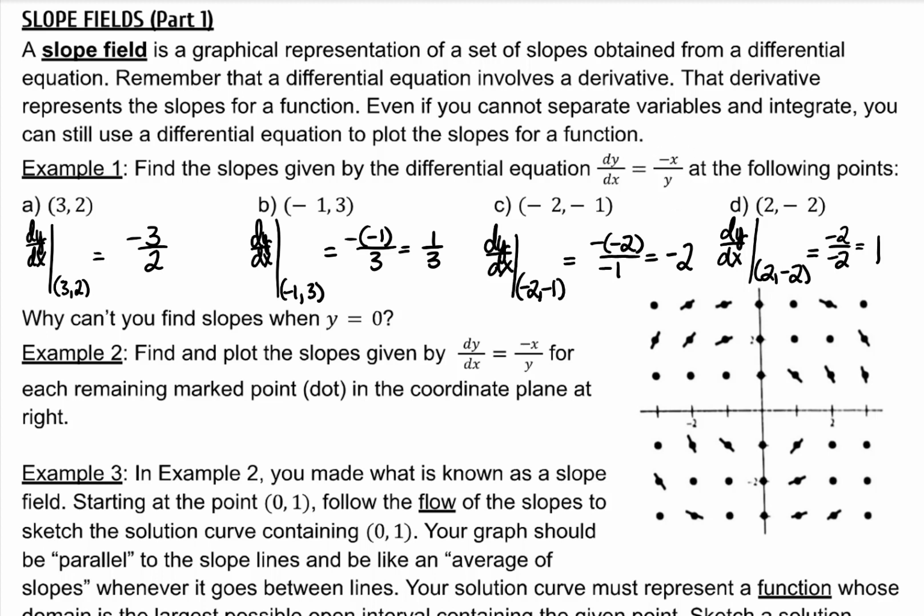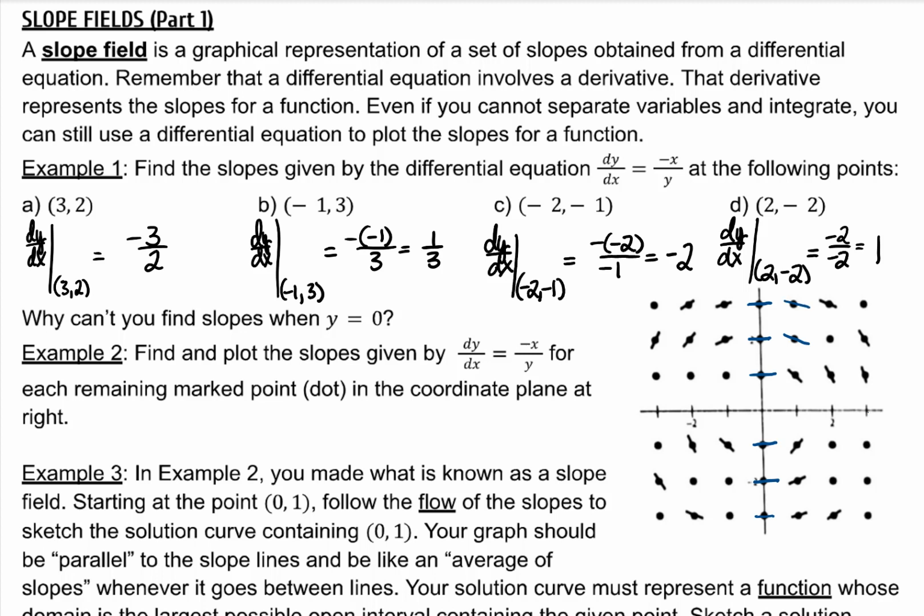For example 2, we're going to fill out the slope field for all the remaining dots here on the graph at right. Okay, so you can see these tiny little lines at each particular point represent slopes. Fill in the slopes at all the points that do not have their slopes filled in. Anytime x is 0, our slope will be 0. A slope of 0 is a horizontal line. The slope at 1, 2 would be negative 1 over 2. The slope at 1, 3 would be negative 1 over 3.